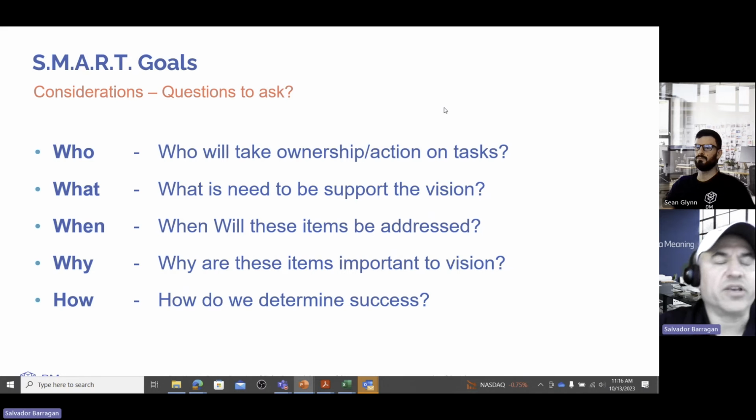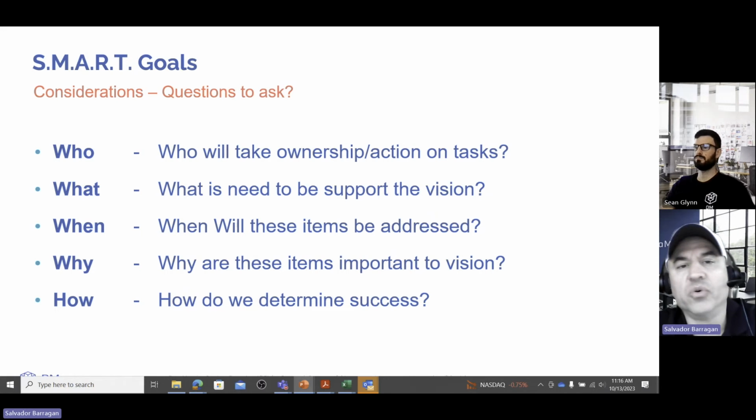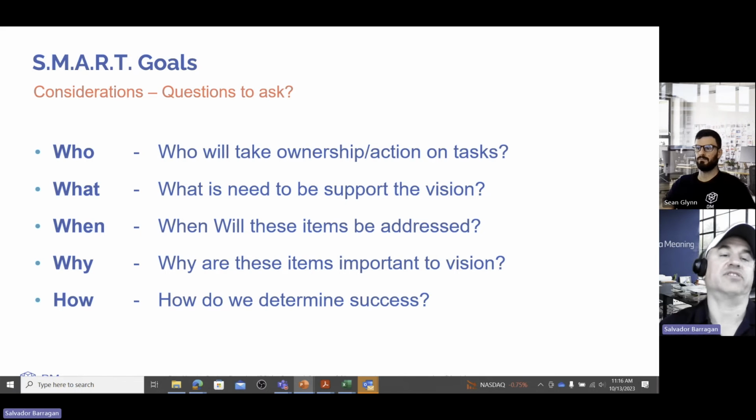So here we ask around the SMART goals: the who, the what, the when, the why, and the how. Who will take ownership of the action or task within that SMART goal? What is the need to support the vision? When will these items be addressed? Why are these items important to the vision? And how do we determine success of the SMART goal? So these are really the key, the classical wise of how we're going to accomplish those SMART goals.